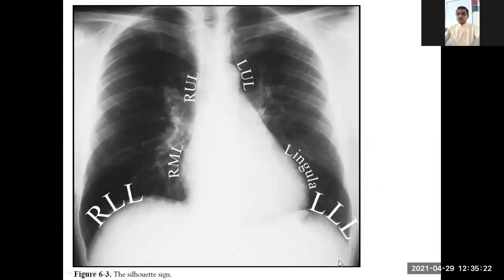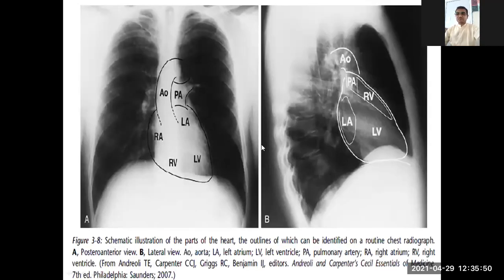If you take the total distance, a little more than half will be covered by your heart shadow. If it is larger than that, we can consider it a cardiomegaly. It should not be more than 60% or 2/3. Ideally it is 2/3; if it is more than that, we can say it is a cardiomegaly. Then this is the location of the various chambers: right atrium, left atrium, right ventricle and left ventricle. The base of the heart consists of the right ventricle.